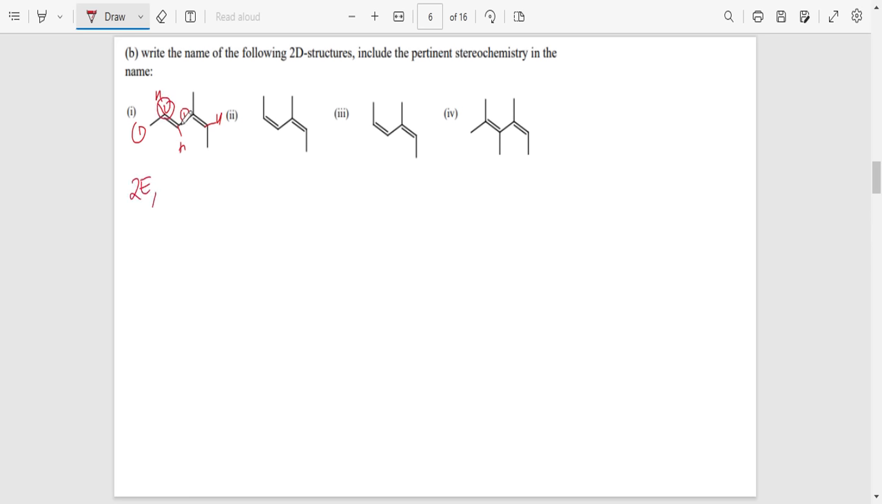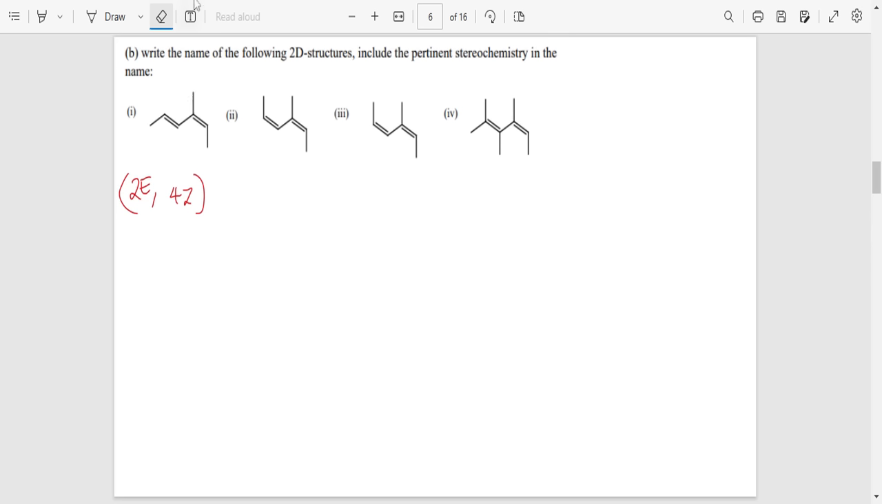And then at this point, this is going to be the first group. This is going to be the first group also. They are on the same side. What is going to be the name? The name for this one is going to be, this is position number 4. That is going to be 4Z. Now, let's give it a name.